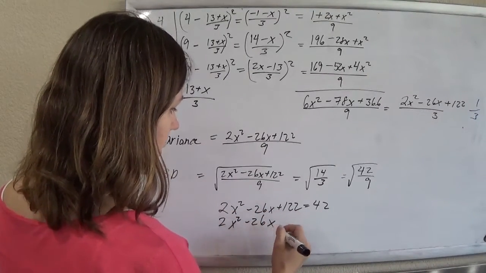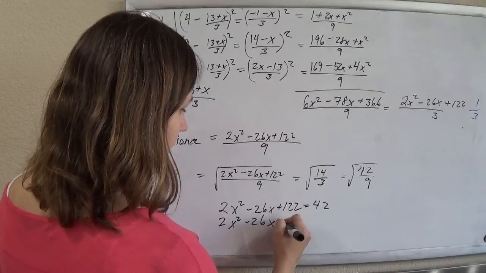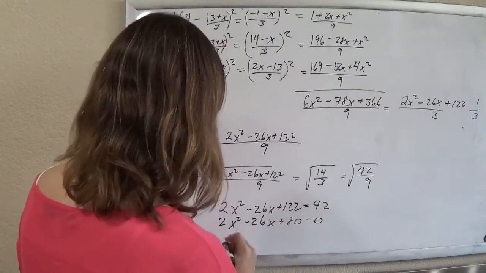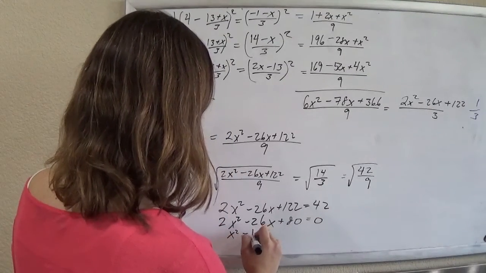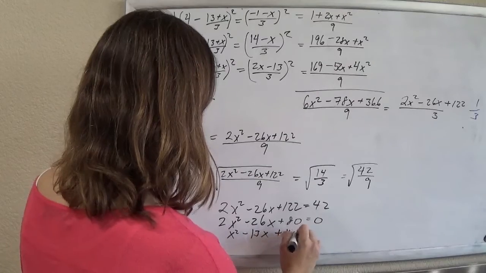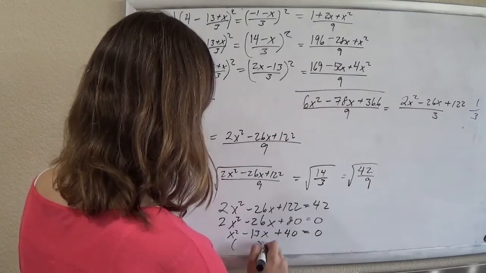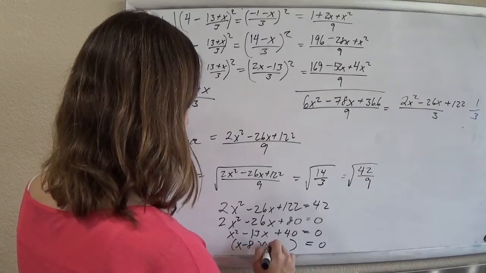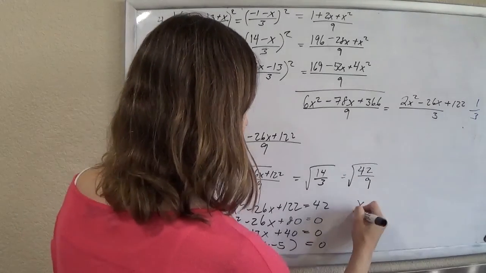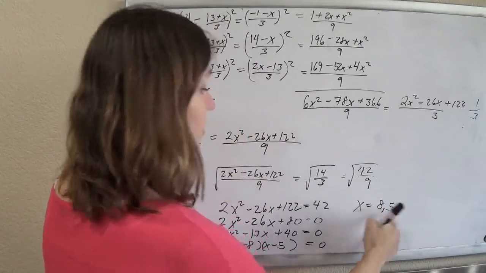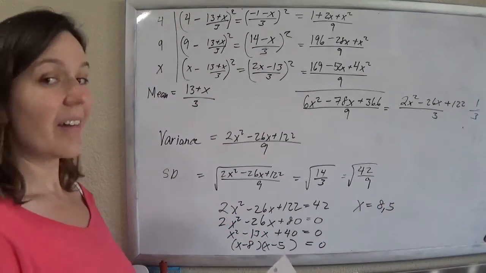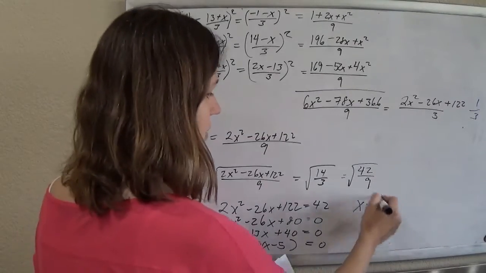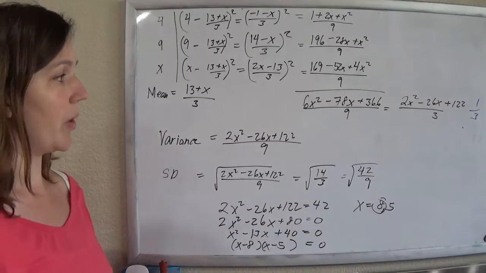Scoot the 42 over there. We get plus 80 equals 0, and then divide everybody by 2, and then factor. Things that multiply to make 40 and add to negative 13, that's a minus 8 and a minus 5. So by our zero product property, x could be 8 or 5. We did it! Either one works. The only one they list there is the 8, but both of them would work.